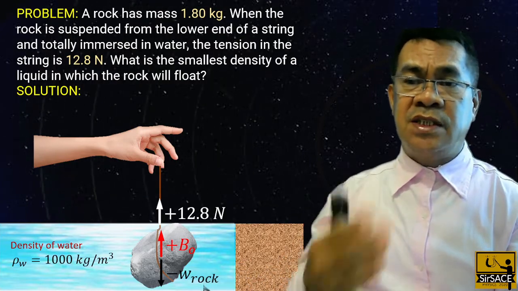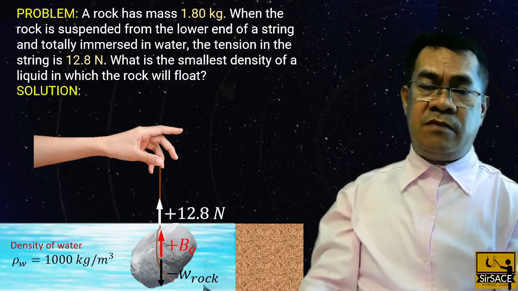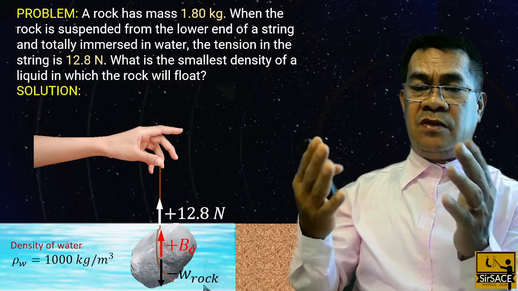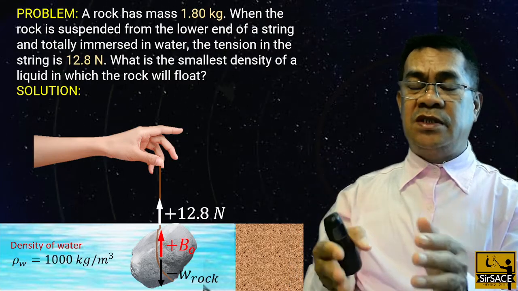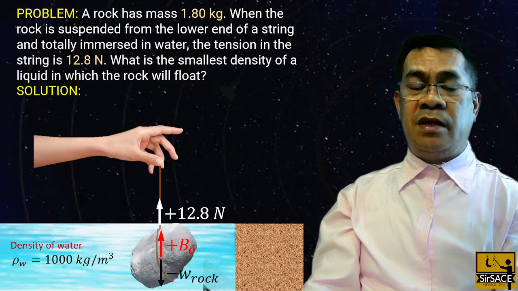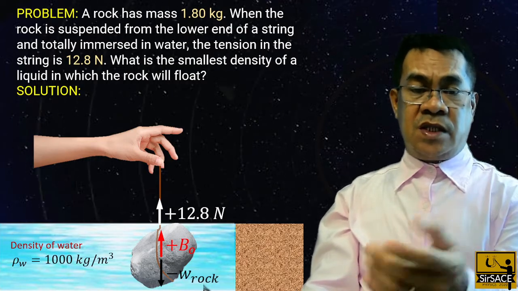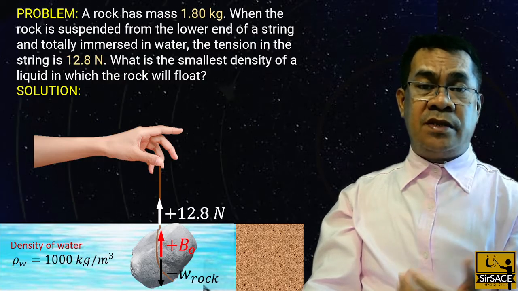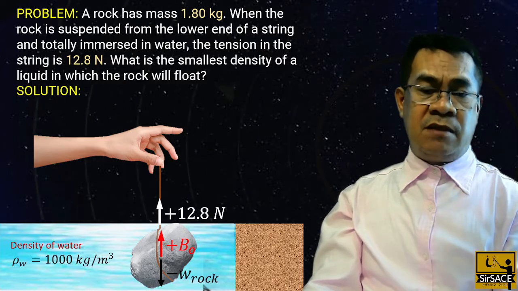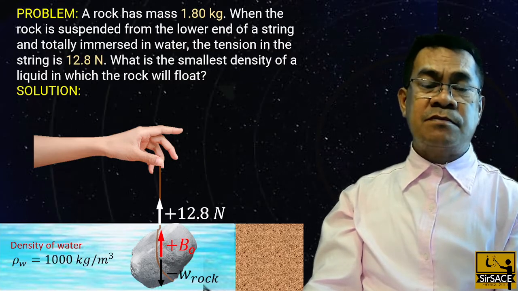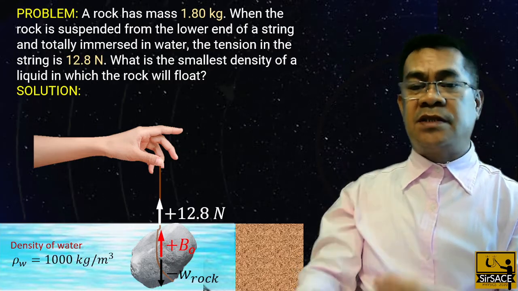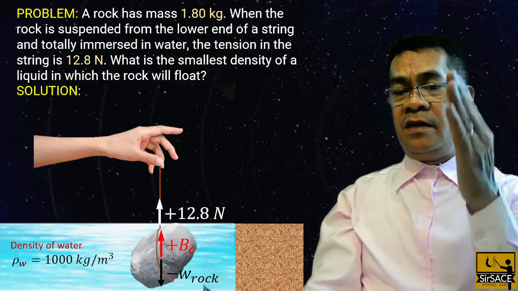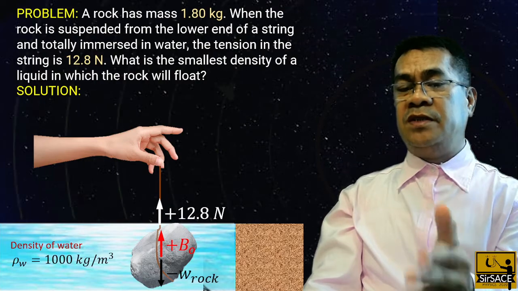What is the smallest density of the liquid? So this is not yet the problem. The data are given based on the stone submerged into the water. With this, we can solve for the buoyant force, because the rock is 1.8 kilogram force. Convert that to Newton for consistency, then we can solve for the buoyant force. And that buoyant force is only for the stone submerged into the water.